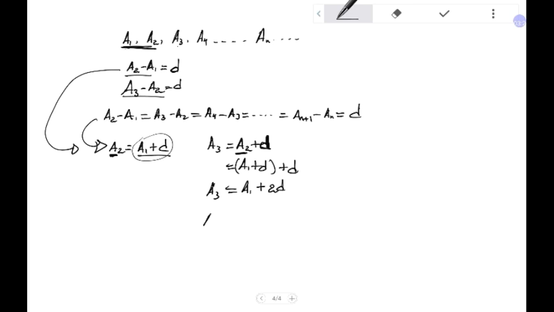So an: we said a3 equals a1 plus 2d, with one less than the index, so an equals a1 plus n minus 1 times d. Okay. So the arithmetic sequence general formula can be like this.